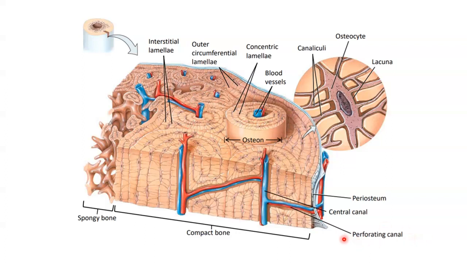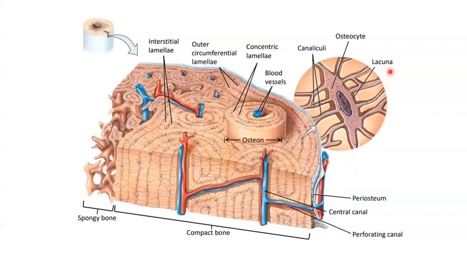We then also have what we call a perforating canal. Some textbooks will call this Volkmann's canal. And what that does is it actually connects the different central canals as well as connects it to the periosteum. So for these all to communicate, we have these perforating or these Volkmann's canals. What else I wanted to point out here is this periosteum. So this white layer here is that periosteum. It's the layer that surrounds all of our bone.